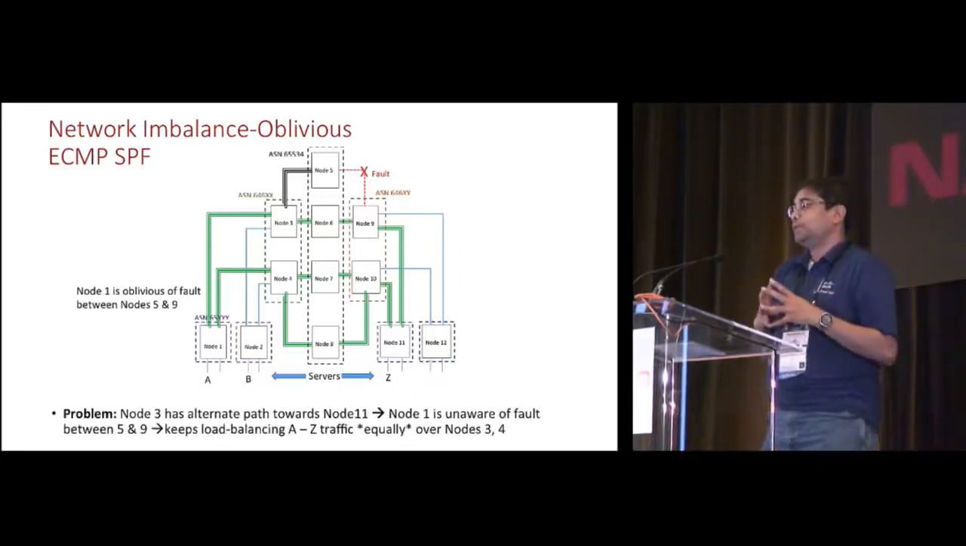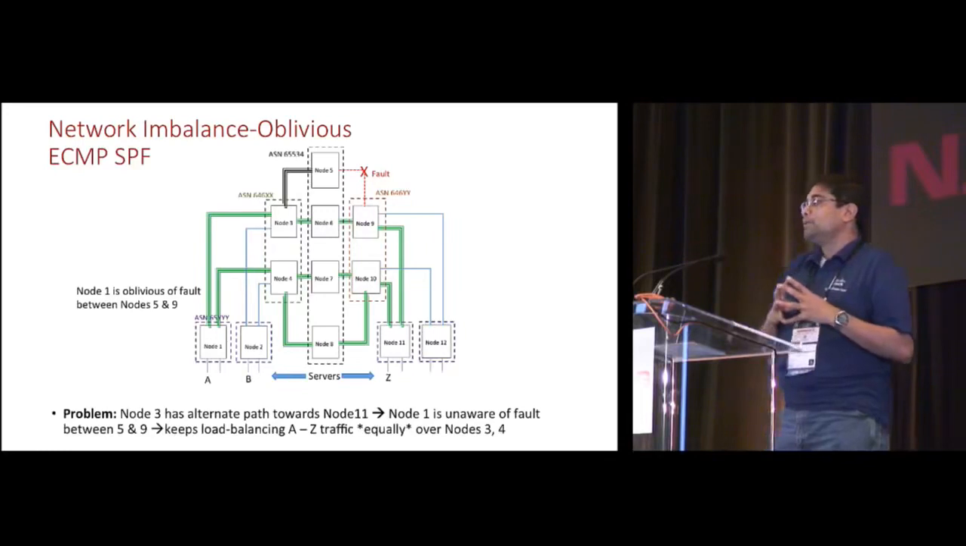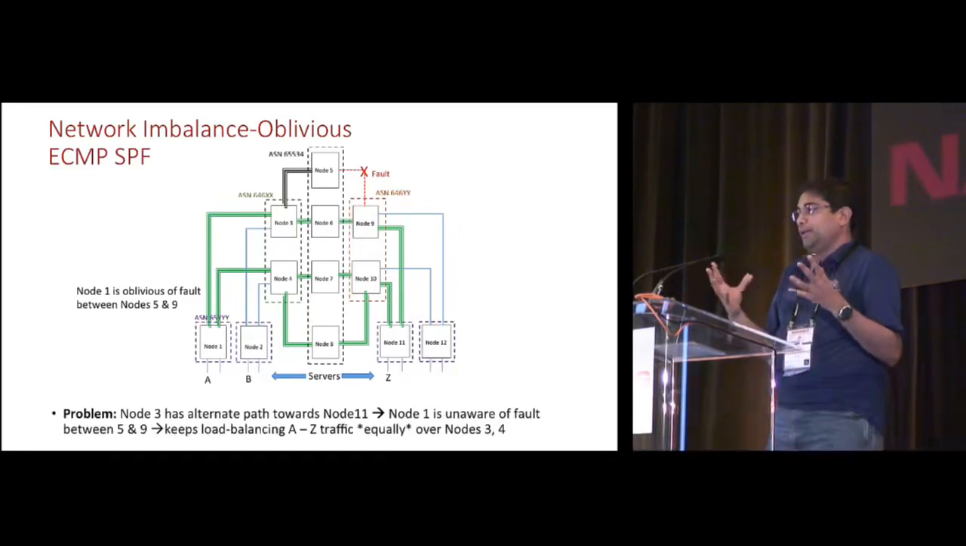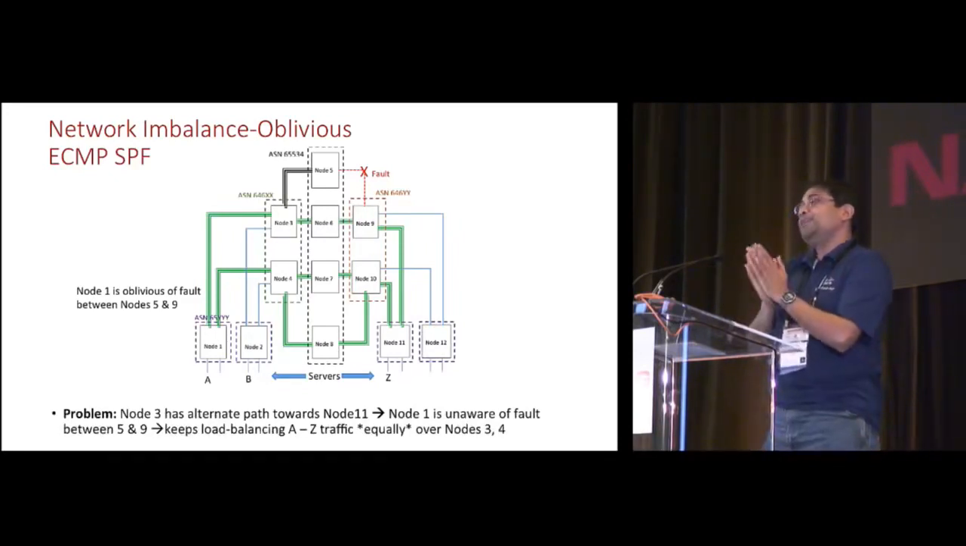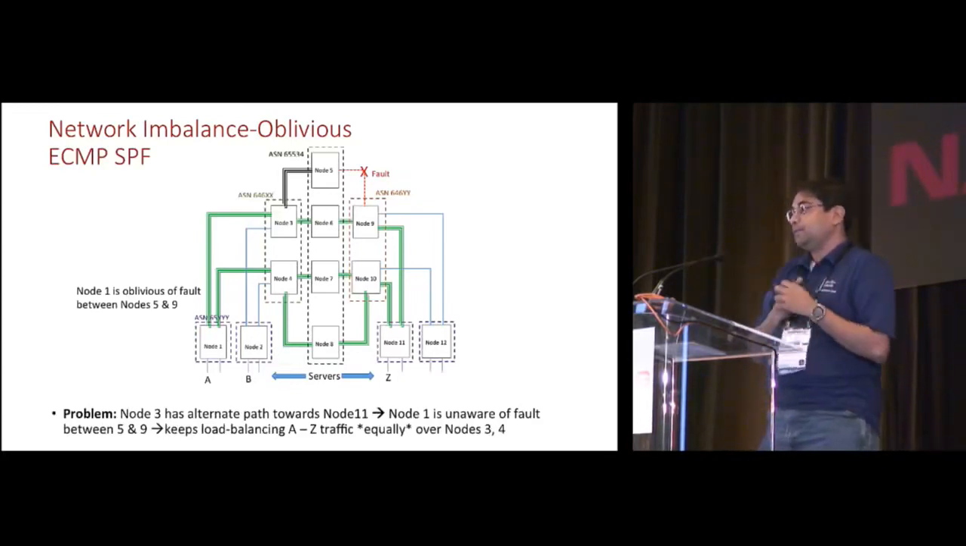So see, in this scenario, there's a fault between node 5 and node 9, which is a leaf and a spine. There's a performance degradation there, but node 1 has no idea about it. So it keeps on sending load balanced traffic to both 3 and 4, even though 4 is able to take the whole traffic and 3 is only doing half of the job. Essentially, it should ideally have sent one third to node 3. But it's sending roughly the same amount of traffic to both 3 and 4 because it does not have any idea that there's a fault between 5 and 9, and it sees there are alternate paths available from 3.